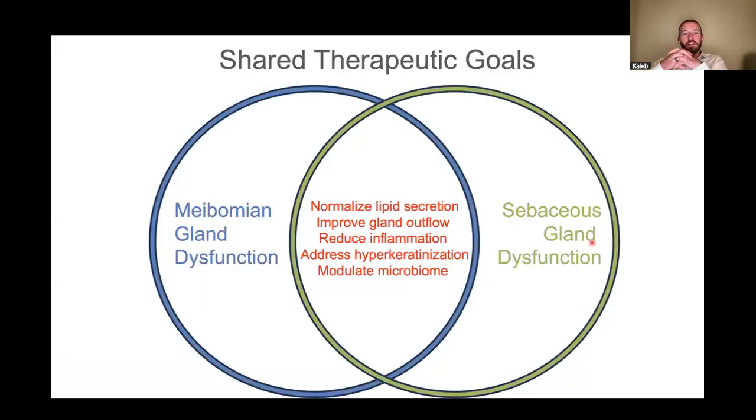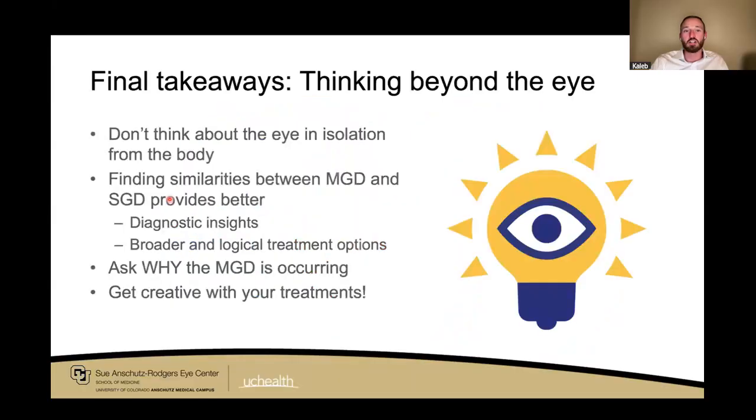Okay, so these are the shared therapeutic goals, again, between MGD and SGD. We want to normalize lipid secretions, improve gland outflow, reduce inflammation, address hyperkeratinization, and modulate the microbiome. The biggest difference is that in SGD, oftentimes you don't necessarily want to increase secretions. You can improve gland outflow, but you're trying to do that so the glands aren't clogged. In MGD, the hyposecretory form is a lot more common than hypersecretion. Hypersecretion can be a problem, definitely. But in general, when patients have MGD, typically they are meibum deficient as opposed to having too much meibum.